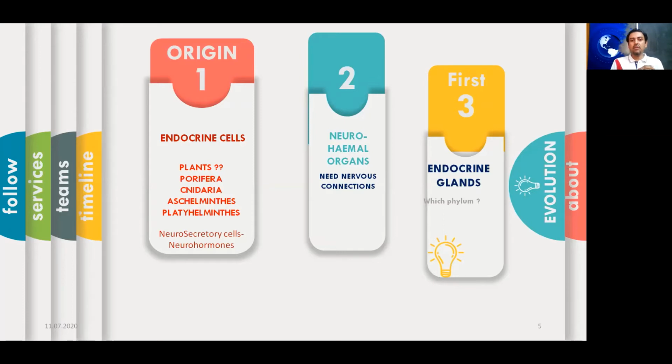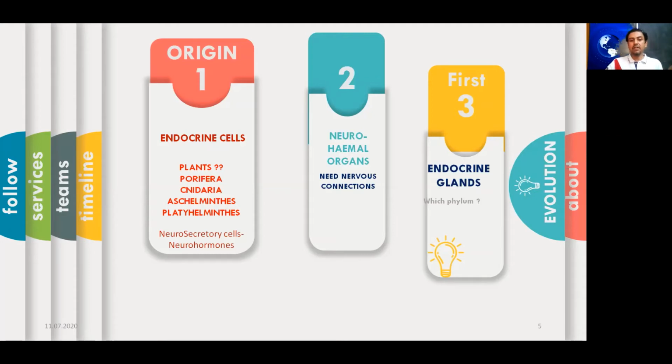The tissues are not present in the porifera. So there is no question of having any endocrine gland in porifera. Even the nerve cells are absent. So when the nerve cells are absent, no control and coordination is occurring with the help of any endocrine cell or through the nerve cell. So porifera do not have any endocrine cell as such.